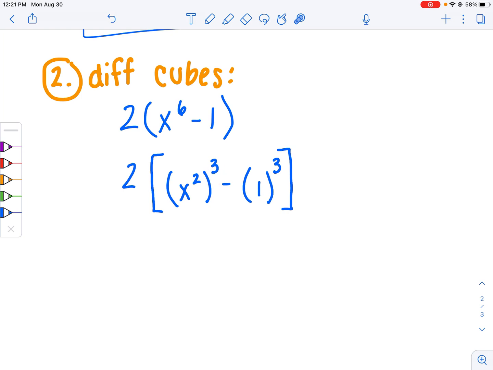X to the 6 is the same thing as x raised to the 2 times 3, because it's 2 times 3 when you do power to a power. And now this reminds me of SOAP. Just this inner part here is SOAP. So the 2 still comes down, and now let's do SOAP. Same operation.